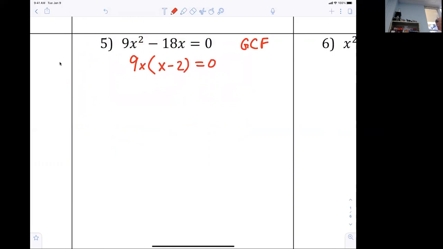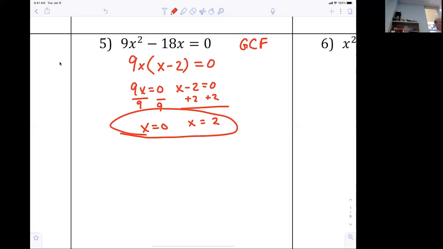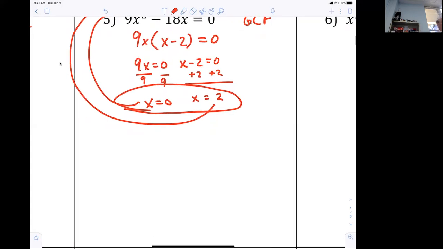And now we set the factors equal to 0. 9x equals 0. x minus 2 equals 0. And so now, divide by 9. x equals 0. Add 2. x equals what? 2. So those are my 2 solutions. All right, so once again, if I were to plug 0 into the equation up here, I would get what? 0. And if I were to plug 2 into this equation, I would get what? 0.